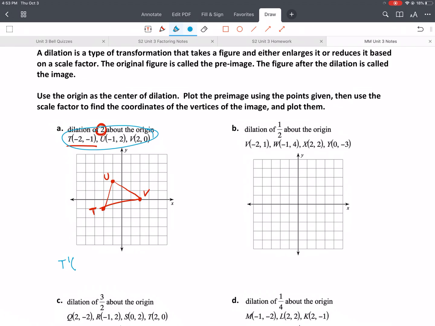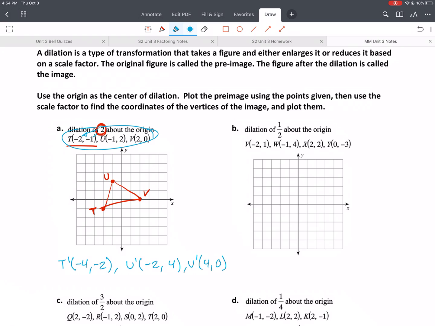So 2 times -2 gives us -4. 2 times -1 gives us -2. We have u prime, which is 2 times -1, which is -2, and 2 times 2 is 4. And then v prime, we would have 2 times 2 is 4, and 2 times 0 is 0.